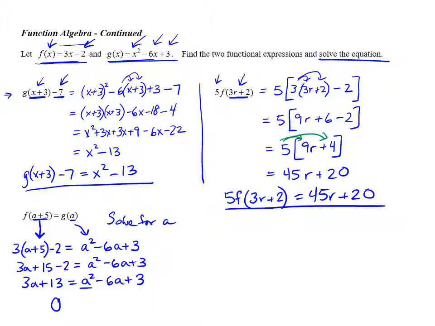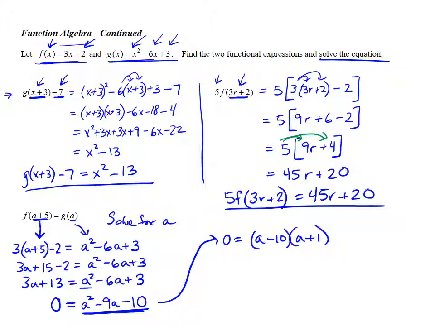I'm going to make that a squared positive now, so I'm going to make the 0 be on the left-hand side. So I'm going to subtract 3a from both sides. So negative 6a minus 3a is negative 9a. And then subtract the 13 as well. 3 minus 13 is negative 10. So I'm going to get 0 equals, and I need to factor this side, a minus 10 times a plus 1, I think will work.